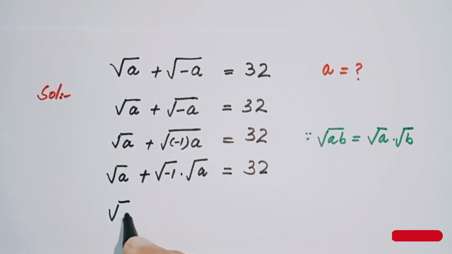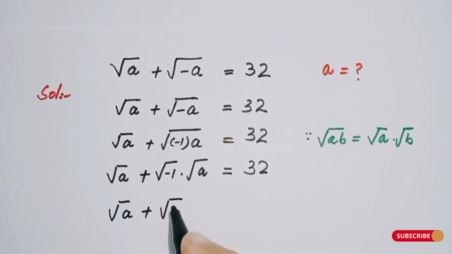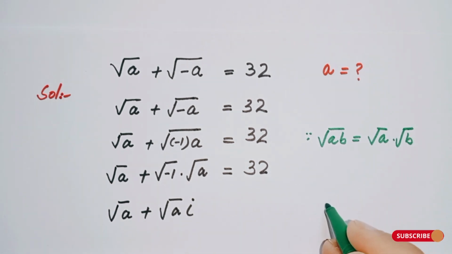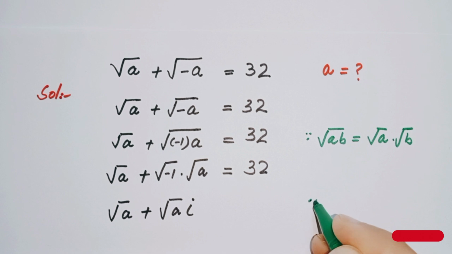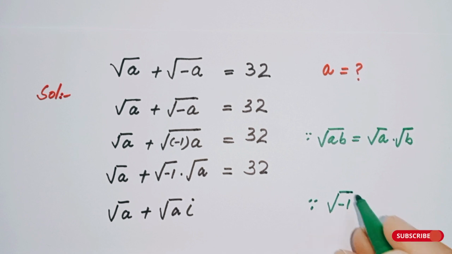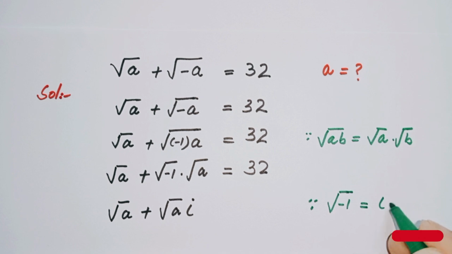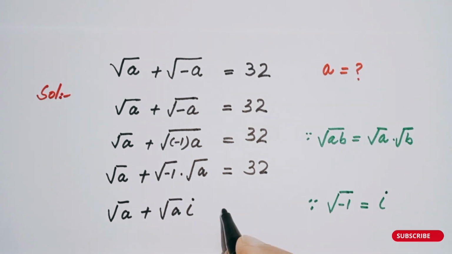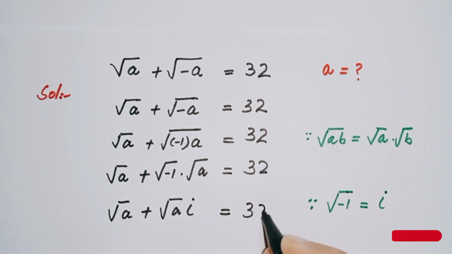In the next step, square root a plus square root a times i, because square root of minus 1 is equal to i. It is our complex unit here. Square root minus 1 is equal to i. So here square root a plus square root a times i is equal to 32.